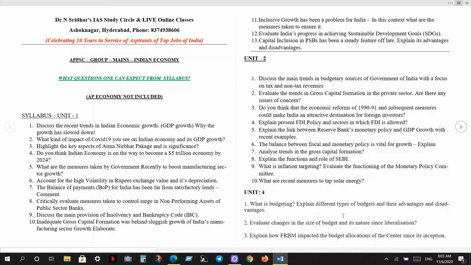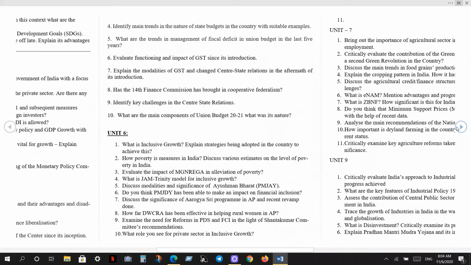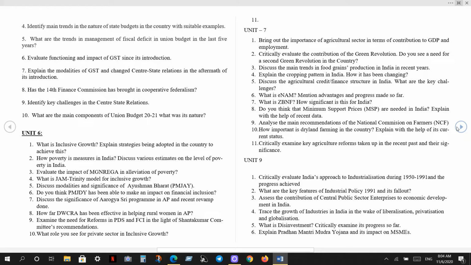Now what is budgeting? In the budget segment, some are missing, because whatever AP economy, for example, unit 3 is AP economy that I have not mentioned, so that's the reason we have got to unit 4, Indian economy. So budgeting, size of budget, what is the nature of budget since liberalization, FRBM impacting budget and all that are important, because now in the post-COVID period a lot of changes have happened. RBI has also observed the state finances are at risk. So we have states as well as the center shooting over the FRBM mandatory limit of 3%. So that needs to be integrated. Even if they don't ask, you need to write that.